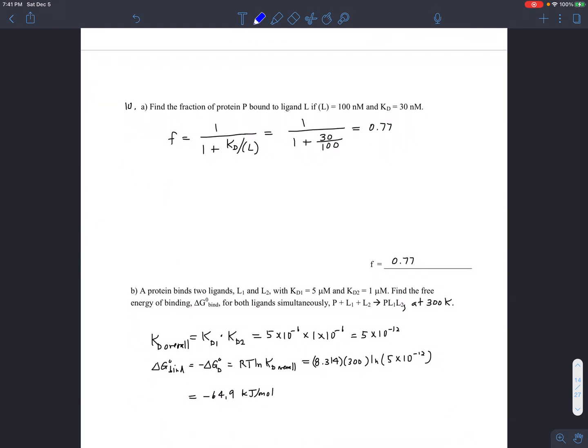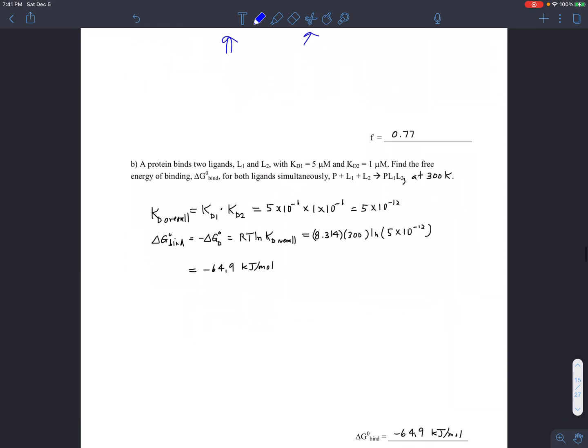Number 10 starts with part A, a very simple problem. It asks for the fraction of protein bound to ligand if L is equal to 100 nanomolar and the KD is equal to 30 nanomolar. That just uses our standard formula, F is equal to 1 plus KD over L. Plugging in the numbers, that gives 77% of the protein will have a ligand bound to it, most of it, but not nearly all.